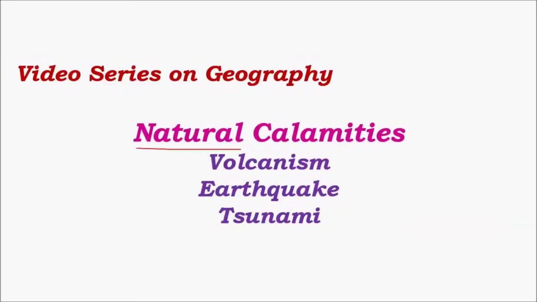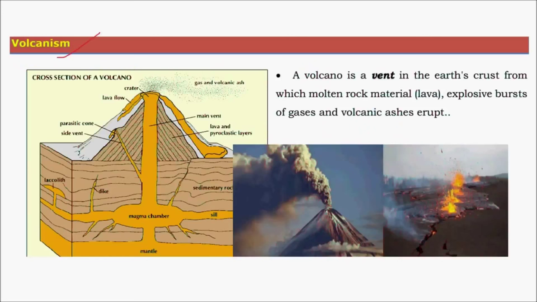In this video, I'll be explaining natural calamities like volcanism, earthquake, and tsunami, which are a direct result of plate tectonics. The first one is volcanism. A volcano is a vent in the Earth's crust from which molten rock material, gases, water vapors, and other similar substances erupt. There are two kinds of eruption.